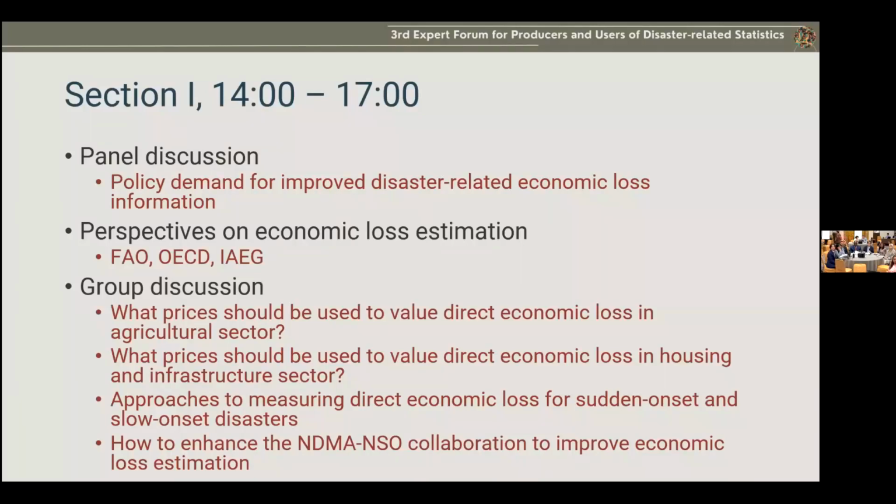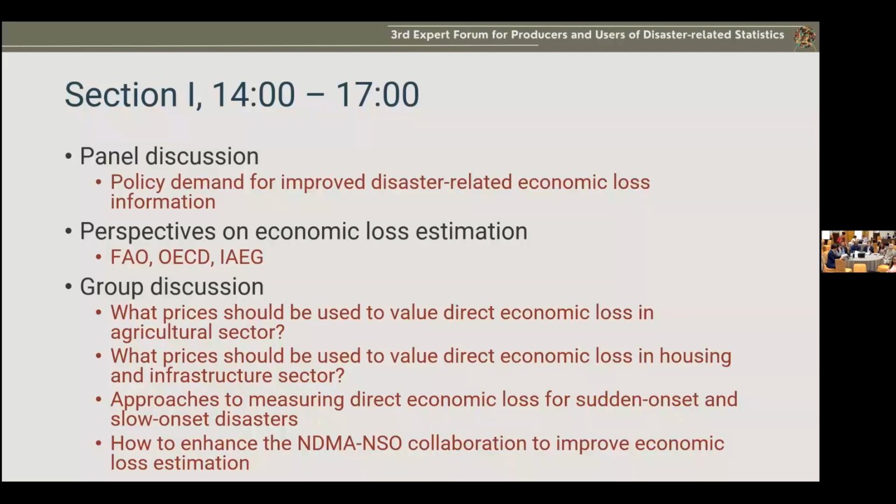The first group focused on what prices we should actually use to value direct economic loss in the agricultural sector. The second group focused on the same thing, but in the housing and infrastructure sector. Now the third group brought us to the issues surrounding measurement for sudden onset and slow onset disasters.